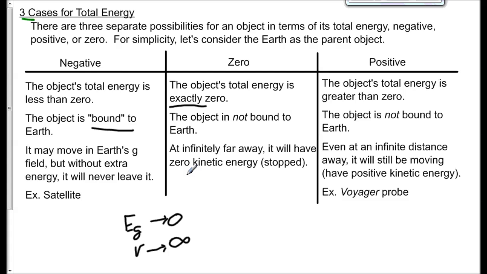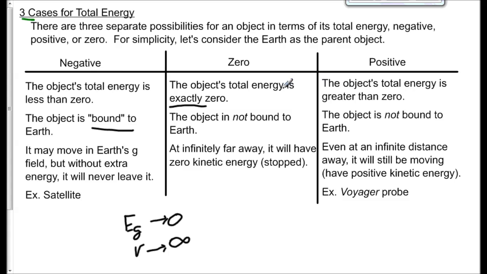So this is like that perfect amount of energy. It's just enough to get away, and then once it's gone, it will be stopped. So there's no more energy for it. It's the exact perfect balance of energy. So this generally doesn't happen in nature. We don't normally have things with exactly zero energy. But the other option to negative, of course, is positive.